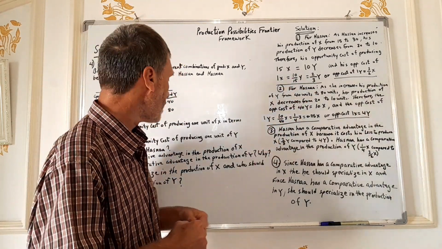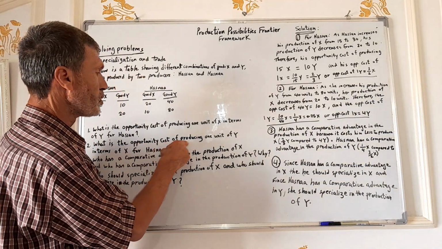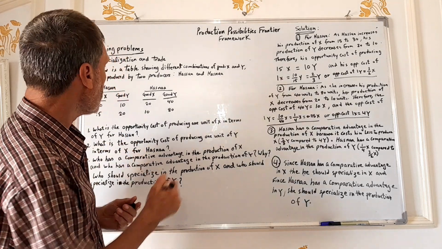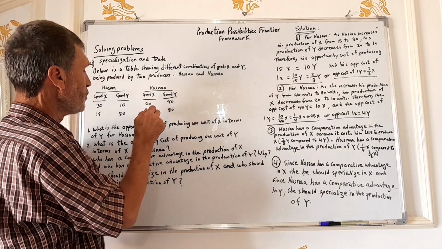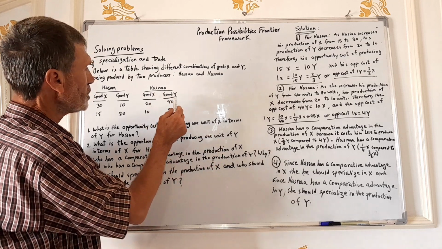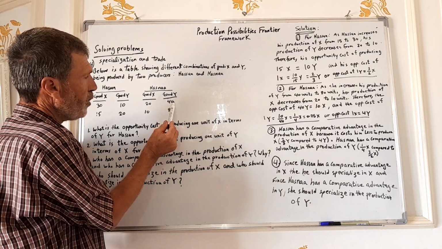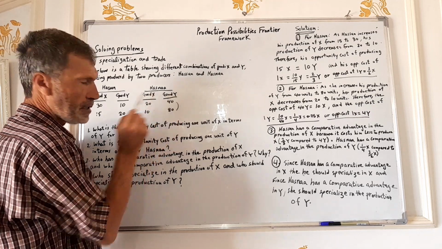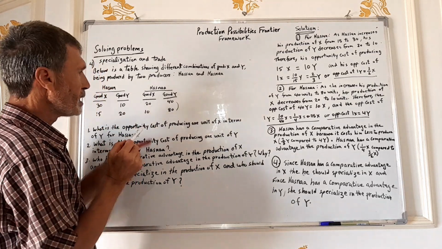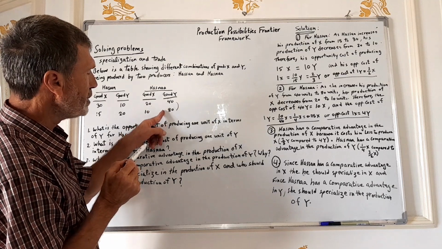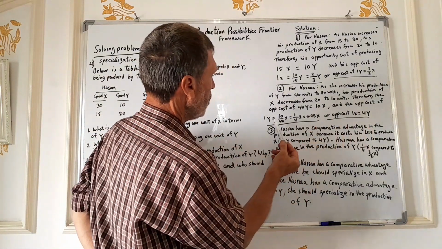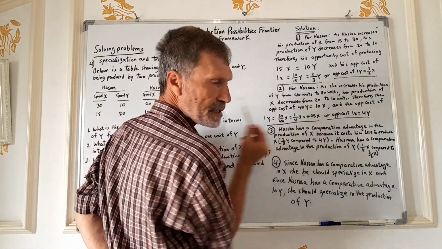The same thing is talking about what is the opportunity cost of producing 1 unit of Y in terms of X for Hasna. As she moved, we need the opportunity cost of producing 1 unit of Y. So as you see, as the production of Y increased from 40 to 80, what happens to the production of X? It decreased from 20 to 10. So we say the opportunity cost of 40Y is equal to 10X.